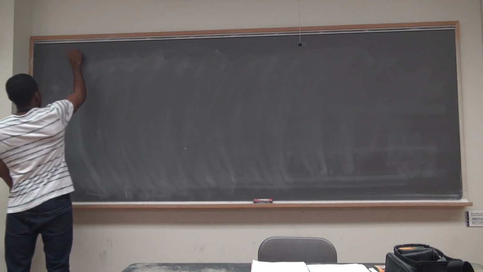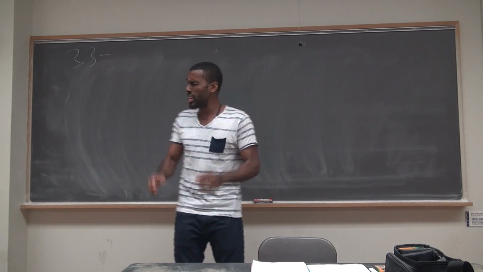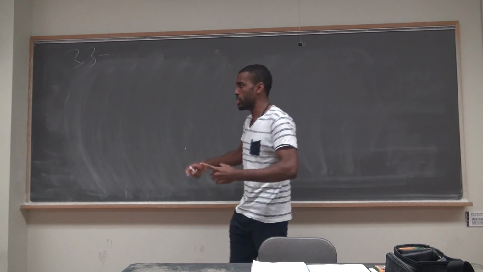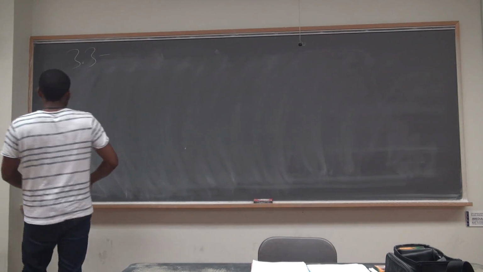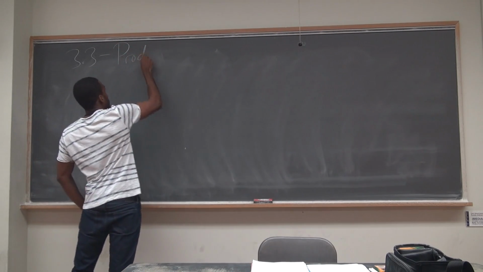So this brings us into 3.3. We're skipping 3.2 for the time being because it's more of an applications-based section. I just want to get through the computational section, like how to find derivatives of various things. So in 3.3, we're going to talk about the product and quotient.